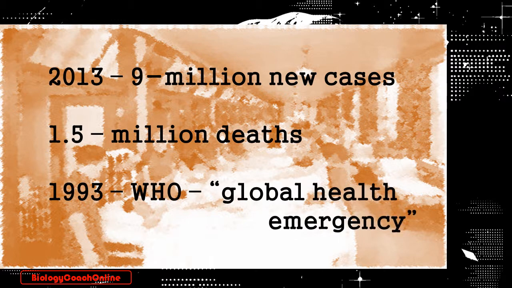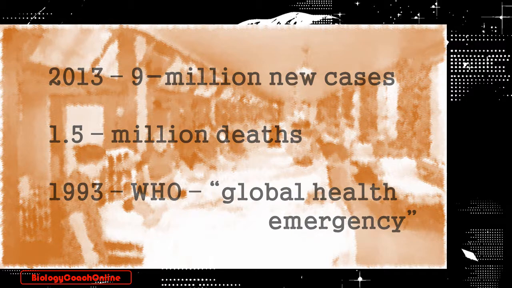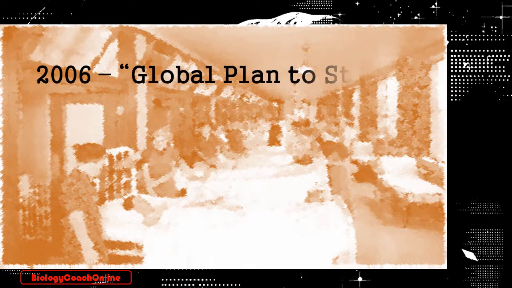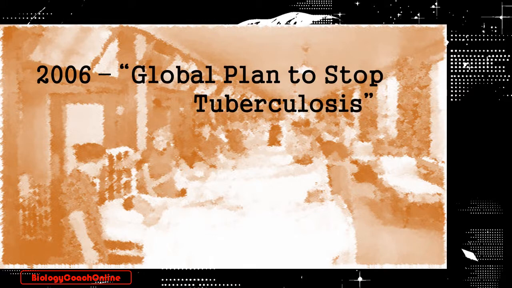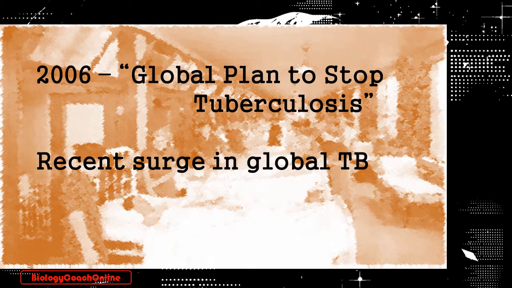In 1993, the World Health Organization declared TB a global health emergency. In 2006, a global initiative to stop TB was undertaken, and through worldwide education and vaccination, the number of new TB cases reported did, in fact, dramatically drop.